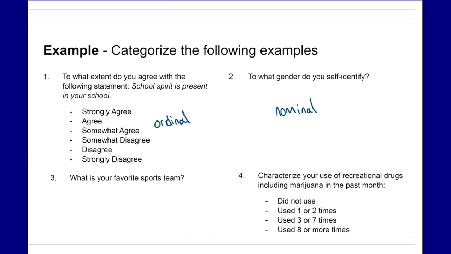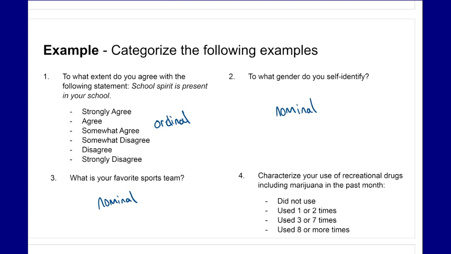Number 3, your favorite sports teams. Right? So if I asked everyone what's your favorite sports team, is there a logical way to order it? Obviously, I put the Montreal Canadiens first, but after that, it doesn't really matter. Right? Joking aside, there is no logical way to rank it. There's no team that's ahead of one or the other in terms of placement. So this would be nominal.